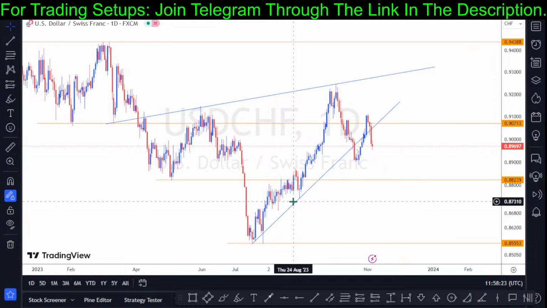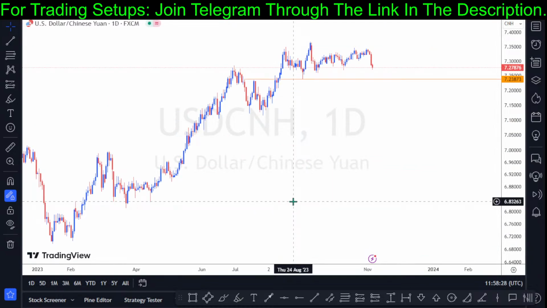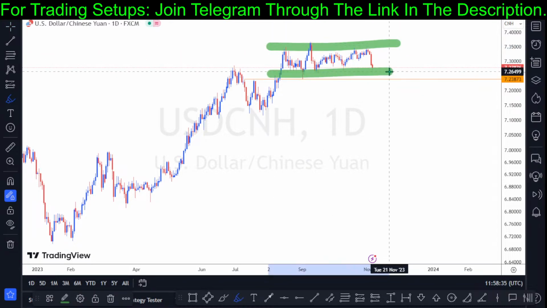I can't figure out any nice setup based on my strategy on US switch. Let's go to USD yuan. USD yuan is still in a ranging market, so I am currently not watching this market. It's still in a ranging medium. So let's hope for a breakout to the downside.